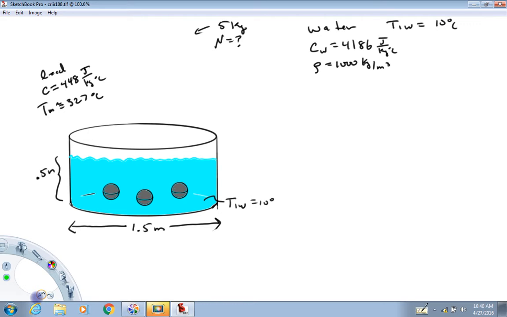The cannonballs are very hot, water relatively cool. So what we know is going to happen, I'm going to just kind of draw this maybe in red, is heat is going to transfer from the cannonballs to the water, because the cannonballs are relatively hot, water is relatively cool. The cannonballs will drop in temperature, the water will go up in temperature.